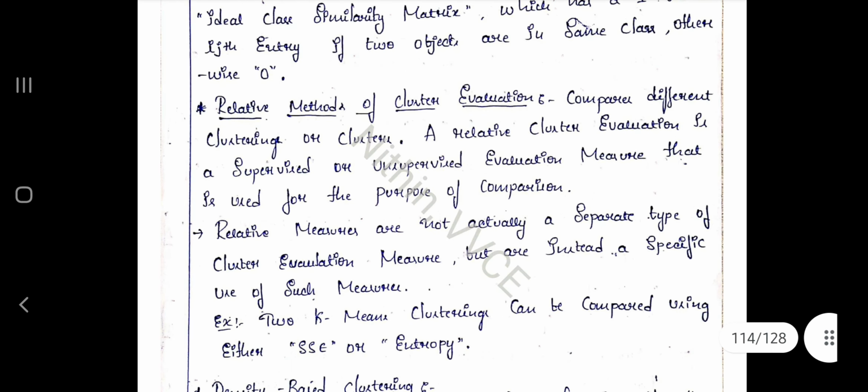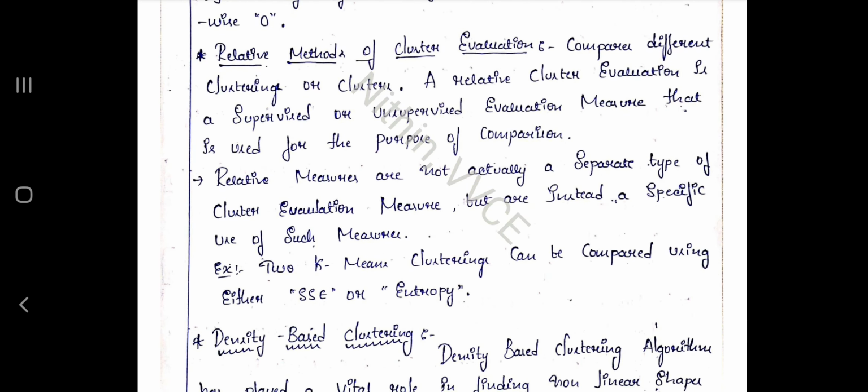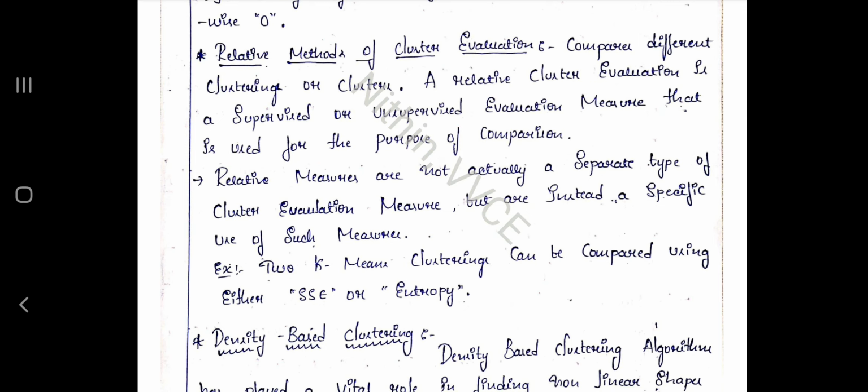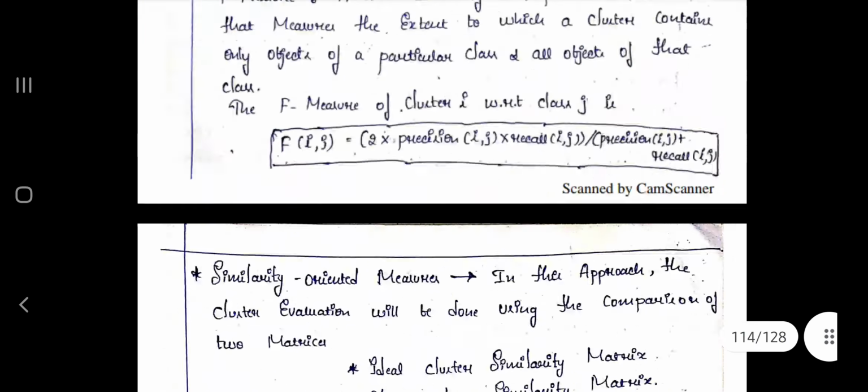Coming to the relative method, it is a mixture of both, as I already told you. See here only it is written, a relative is the supervised or unsupervised evaluation measure that is used for the purpose of comparison. Both can be used, like boss is seeing you, boss is not seeing you, fine. An example you can give, the k-means clustering can be compared using SSE or entropy. Both can be used, SSE or entropy, relative and unrelative. That is what relative is. Now I will tell you how you need to expand.